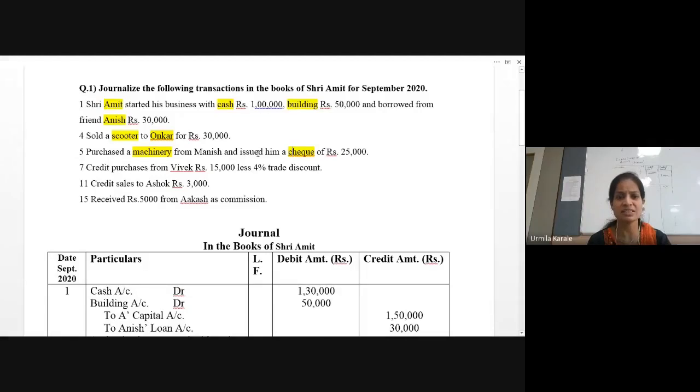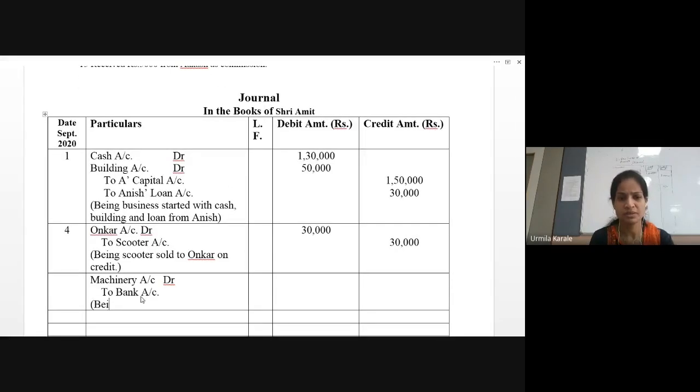Now bank is giving this money, or bank is going to make the payment. So obviously bank is the giver, right? Issued a check means you have given him a check. Bank has given him a check, or bank is going to pay for it. So obviously bank is the giver. Bank account will be credit. So first we write the debit account. So machinery account debit to bank 25,000. Being machinery purchased and issued the check, you can say, or being machinery purchased by issuing check.